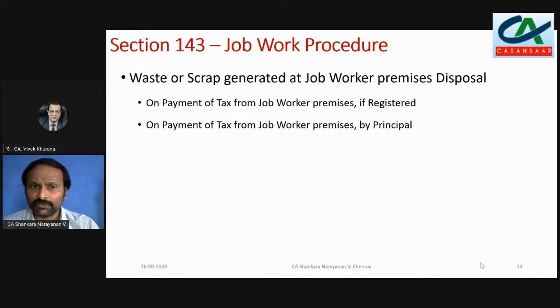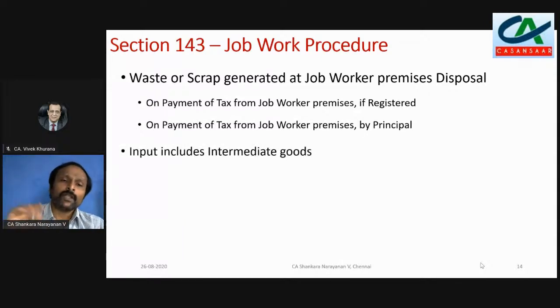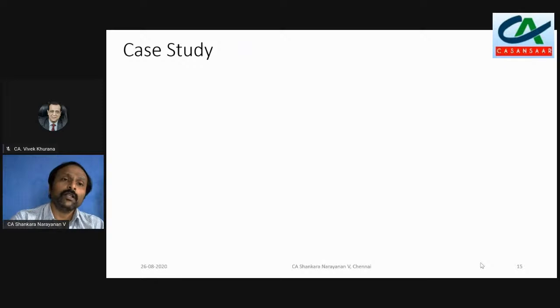Irrespective of whether the job worker is registered or unregistered, there is no problem on that. And any kind of inputs, as I said earlier, inputs include intermediate goods also. So it can be semi-finished goods also, which can come as part of the discussion of inputs. So it doesn't mean that input has to be only raw material. It can also be intermediate goods or semi-finished goods as well.